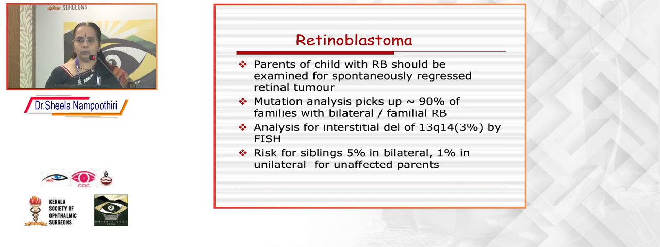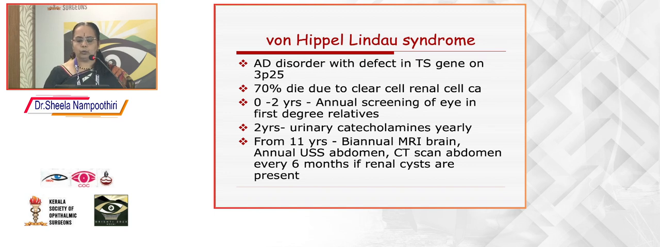And the most important question the family would ask is, what is the chance of us having another affected child? If the child has a bilateral retinoblastoma, the chance for the next child to be affected is around 5%. If it is unilateral, it is only 1% for unaffected parents. If one of the parents had retinoblastoma, the risk is 50%.